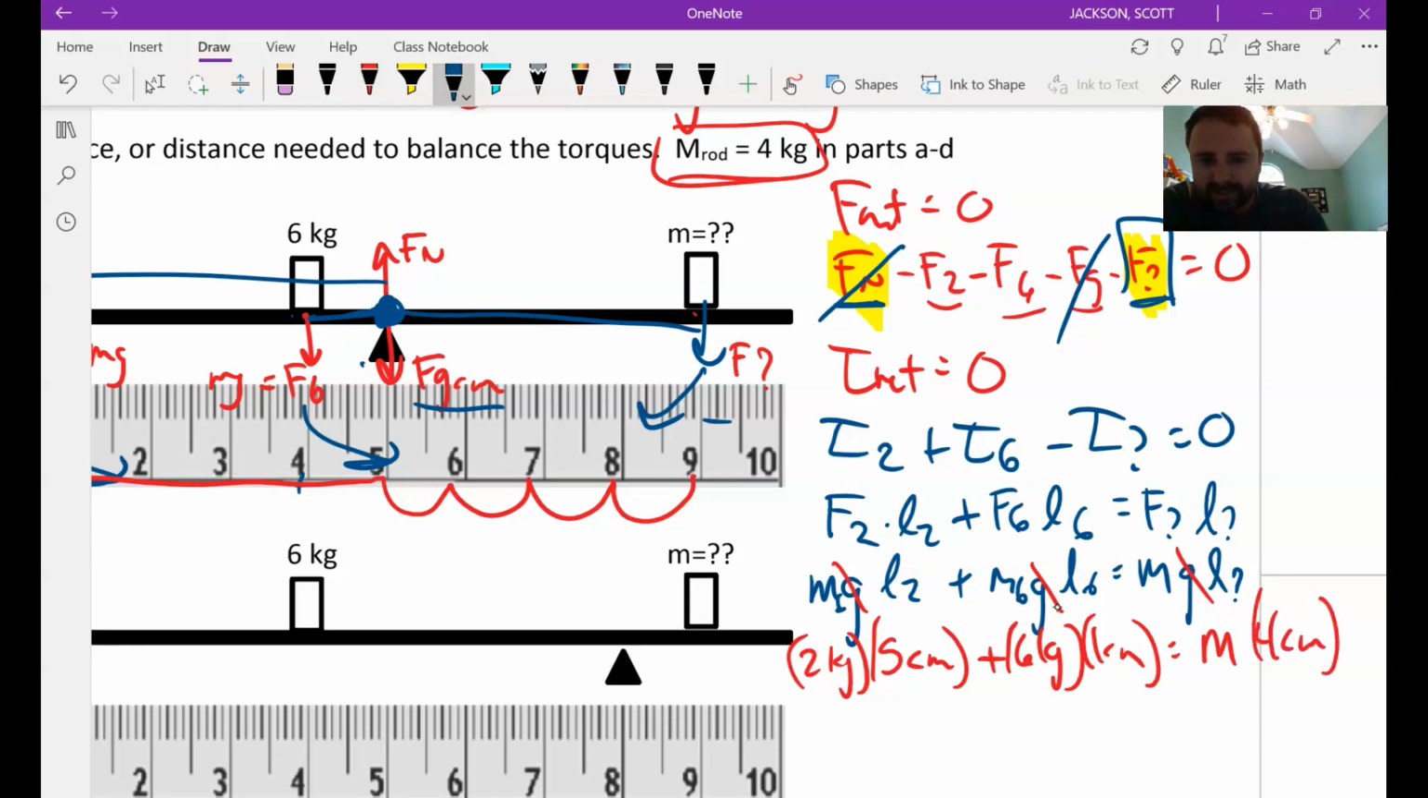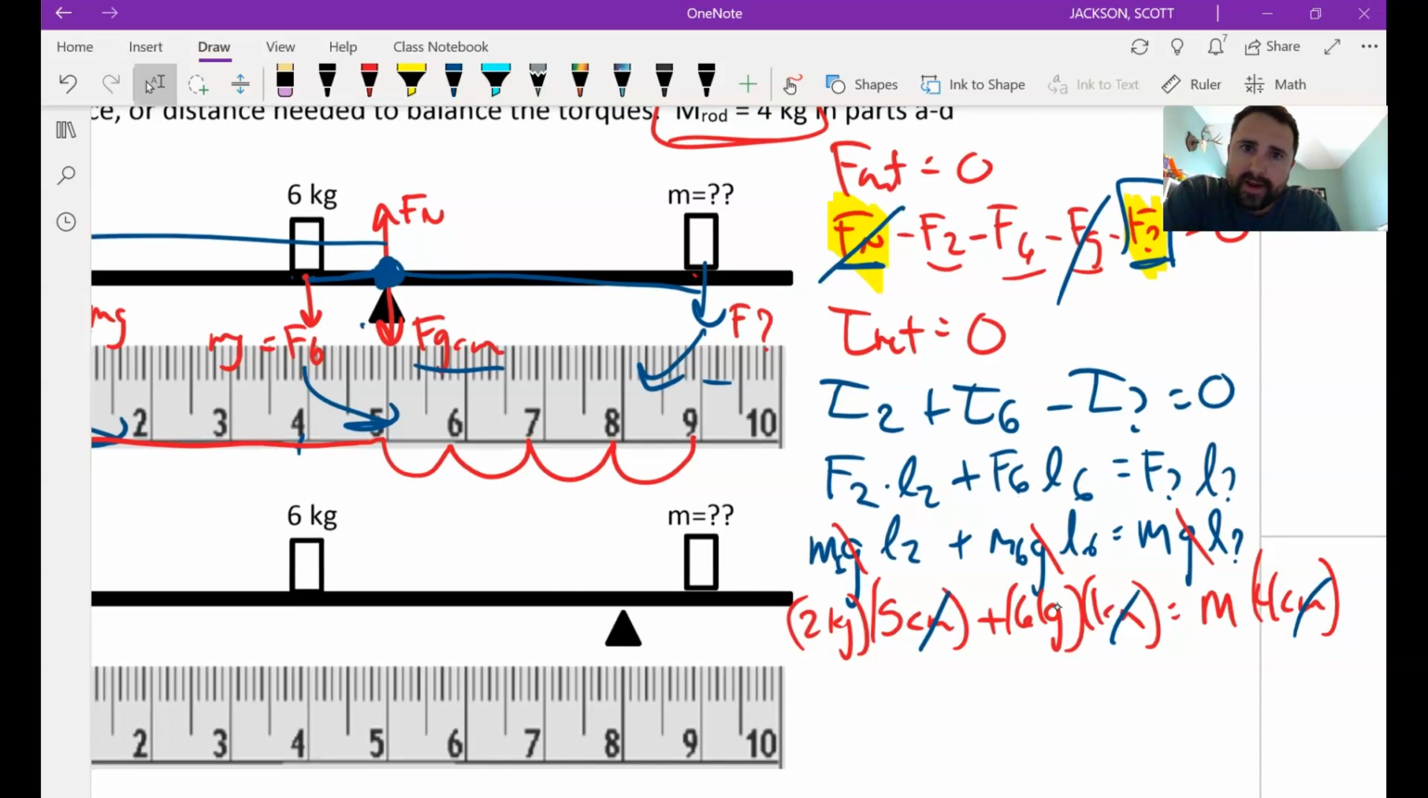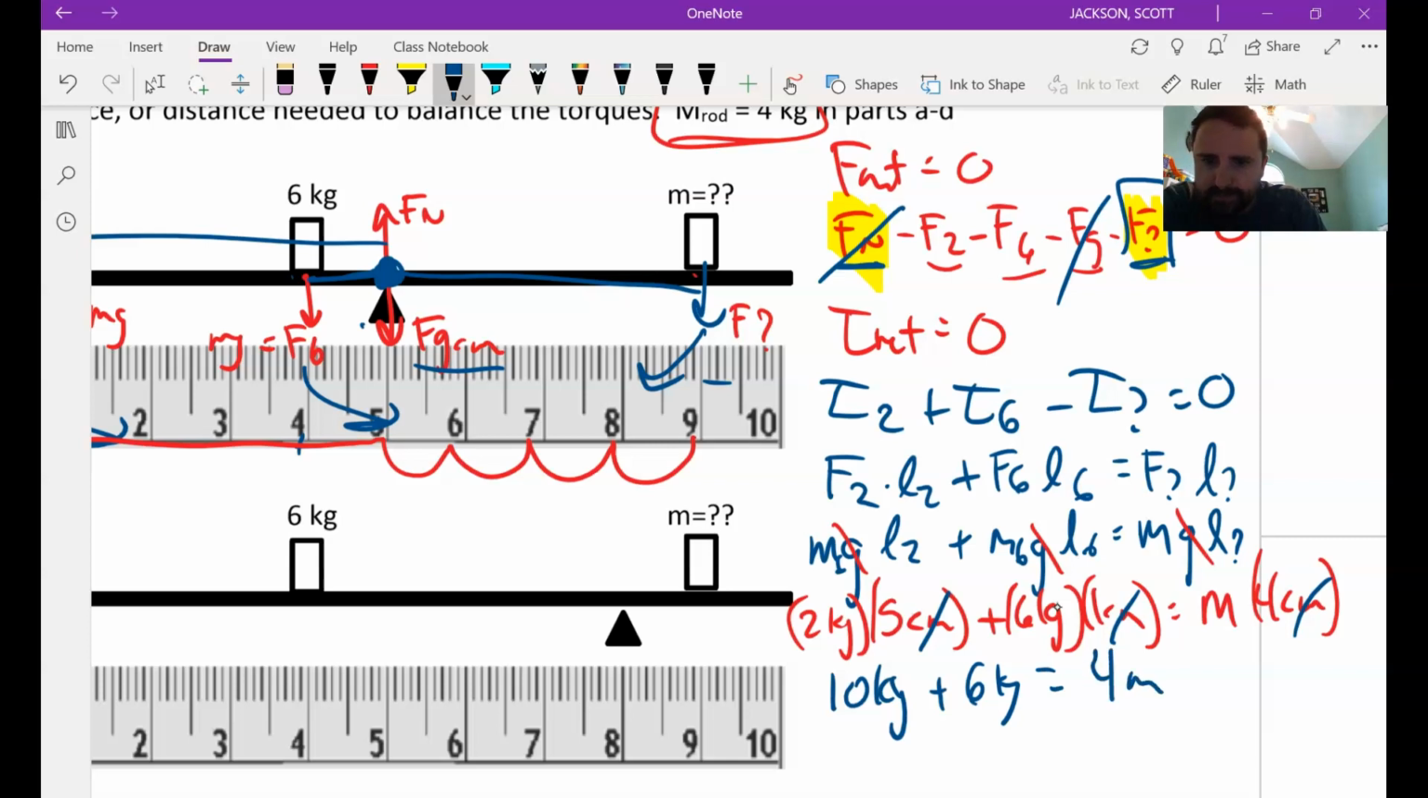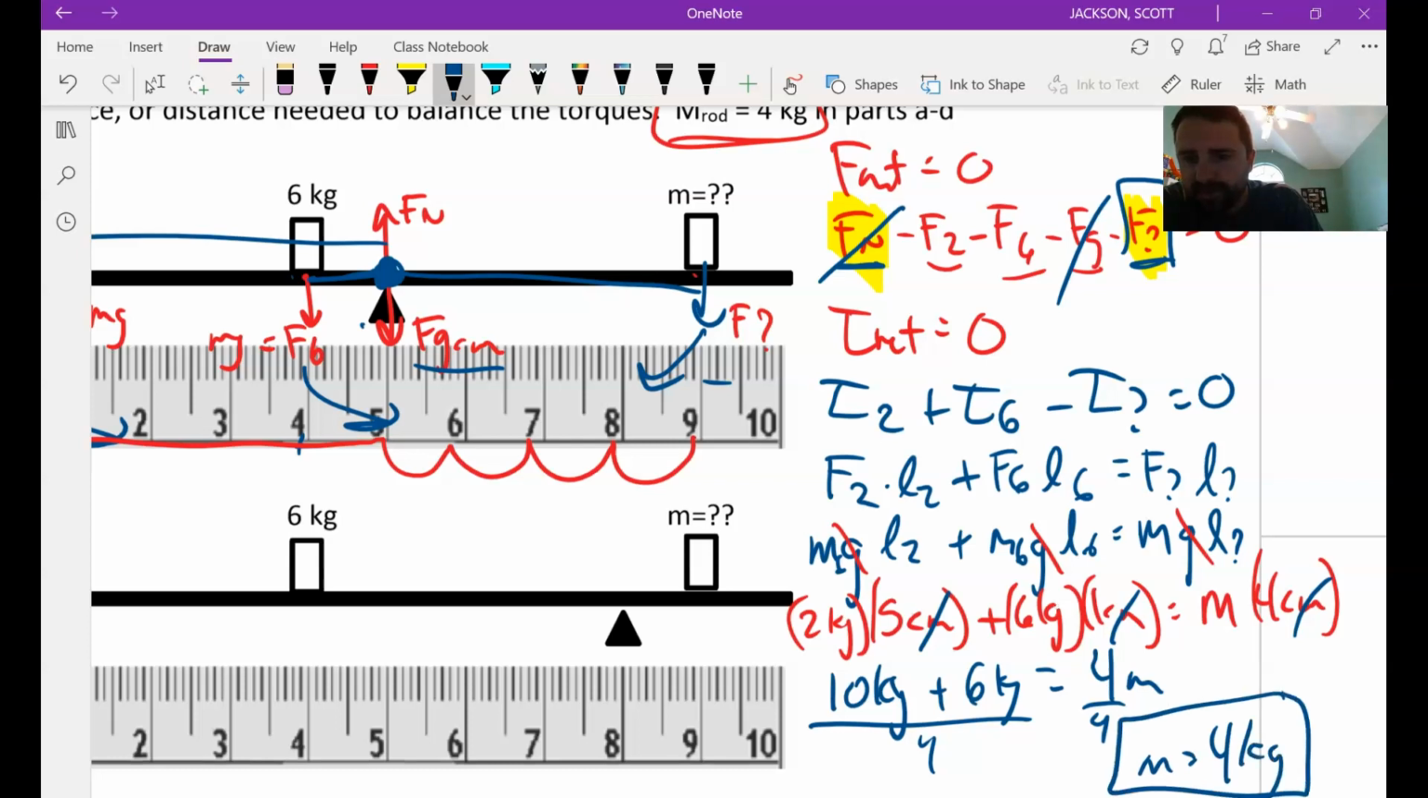Again, if you notice, there's a centimeters in every single term, so they cancel. So my unit has to be left in kilograms. Be careful doing that, but this is a great one to practice your algebra. And again, you'll be graded on your work, so you have to show that you have the right units. So here I have 10 kilograms plus 6 kilograms equals 4m. So I have 16 on this side divided by 4. So 16 kilograms divided by 4, so m equals 4 kilograms. So that box has to be 4.